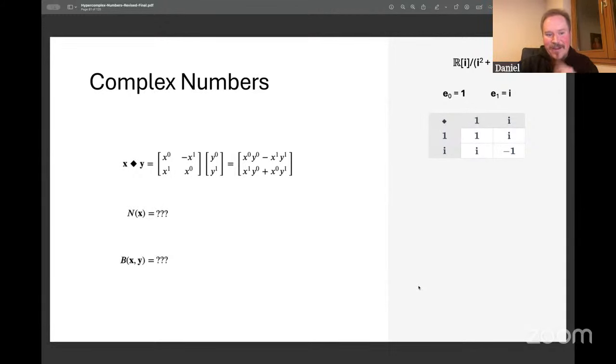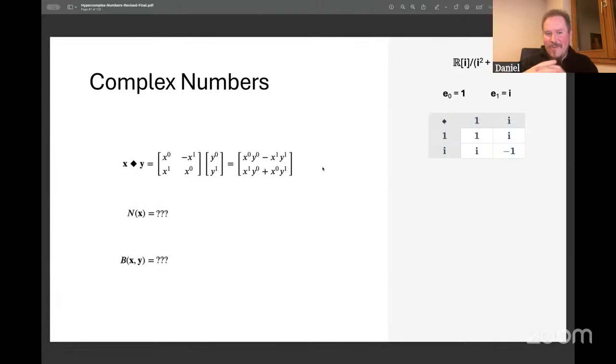So just really quickly, to run through some examples of what these norms and bilinear forms look like in our familiar example of complex numbers. We've established that we have the following multiplication table. We can do this matrix representation to get this matrix, and in the end, we get this multiplication law or bilinear product operation. How would we get the norm given the information that I've provided?